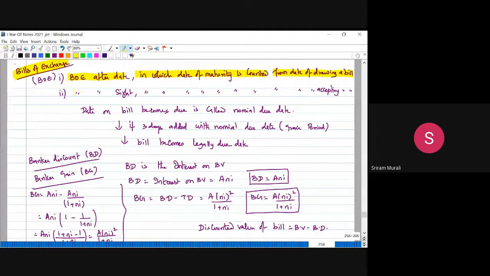Second case, bills of exchange after sight, in which the date of maturity is counted from the date of accepting a bill. So this is the second case. The date on which a bill becomes due is called the nominal due date.